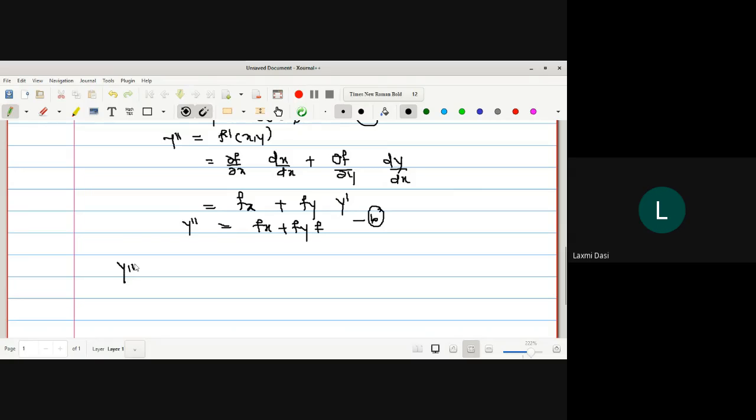Yes, ma'am. So y triple dash we can find out from this one. That is, we have to find out d by dx of fx plus fy into f. Okay, try to find out the derivative and tell me the answer.